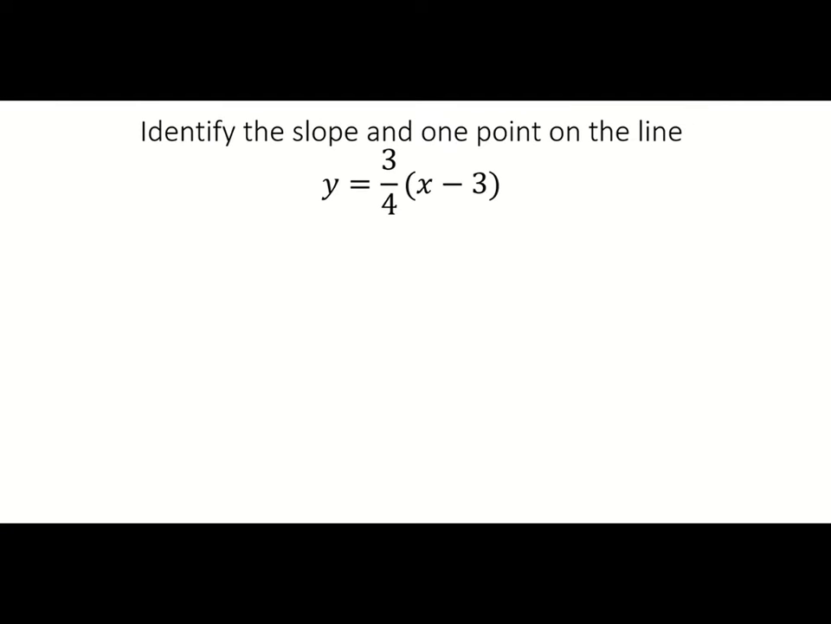So now I want to identify the slope and one point on the line, y equals 3/4 times x minus 3. So what we're going to do is first identify our slope. Slope again is always what's after the equals, but in front of the first parentheses. So in this case, our slope would be the fraction 3/4.